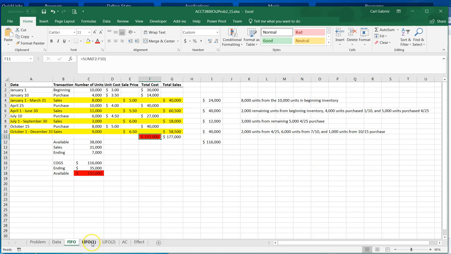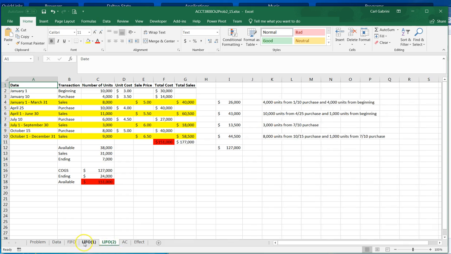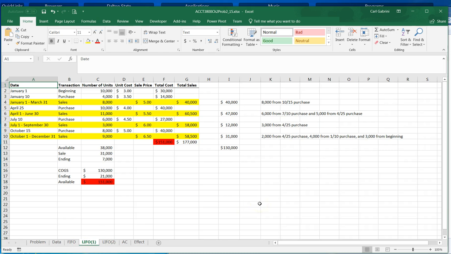All right, next we're going to look at LIFO. And we have two LIFOs here. One we're going to take a look at the periodic, and one we're going to look at the perpetual. And there is a difference between the two. And so we'll kind of go over what those differences are. So here we go. So same set of data. No differences here, okay? So I won't bother to go over all of this. So for the first quarter sales of those 8,000 units, it's 8,000 units from the 10-15 purchase.